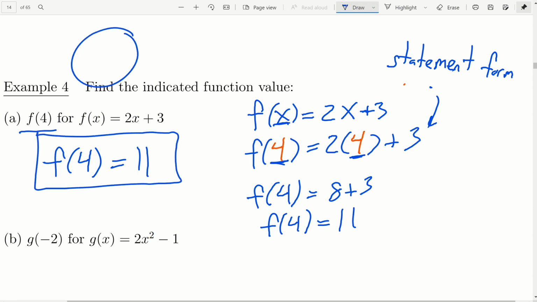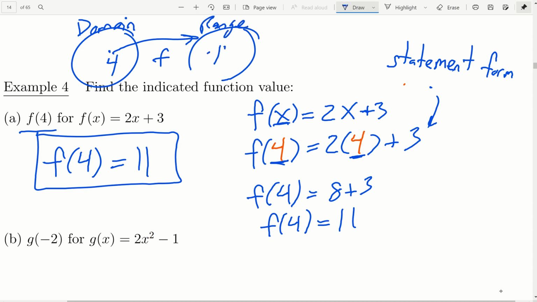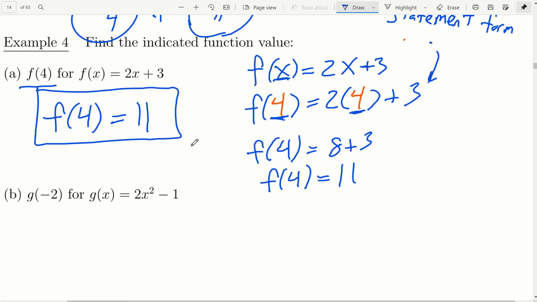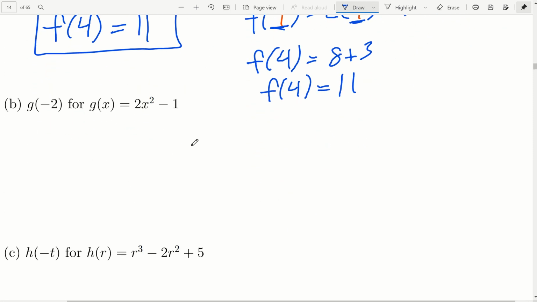Okay. So the 4 is your input. That's our x value. That's the value coming from the domain. The function f associates to that value 4 the unique number in the range, which would be the output of 11. And we summarize that relationship by saying f of 4 equals 11. Let's take a look at the next one. We want to find g of negative 2 for g of x equals 2x squared minus 1.